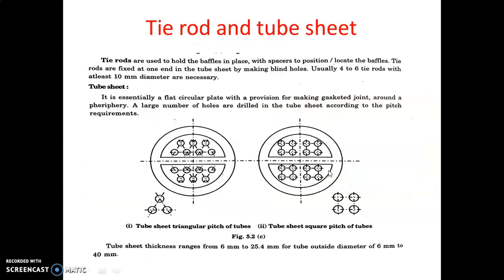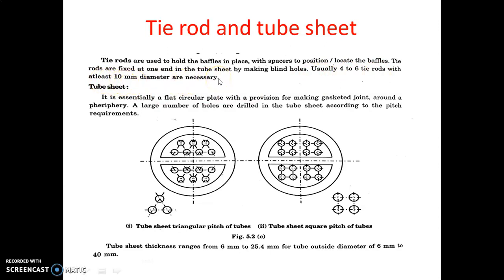Then our next part is known as the tie rod. The tie rod is used to hold the baffles in place with spacers. A spacer is just a piece of pipe to position the baffle. The tie rods are fixed at one end in the tube sheet by making a blind hole. That means a hole is provided and you fix the tie rod in that hole. Usually 4 to 6 tie rods of at least 10 millimeter diameter are necessary.